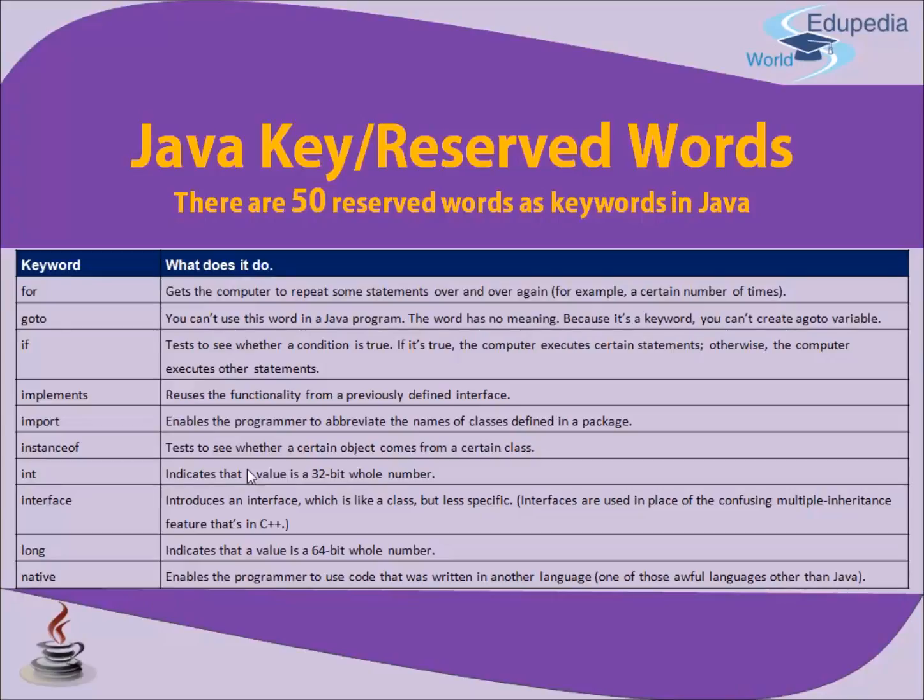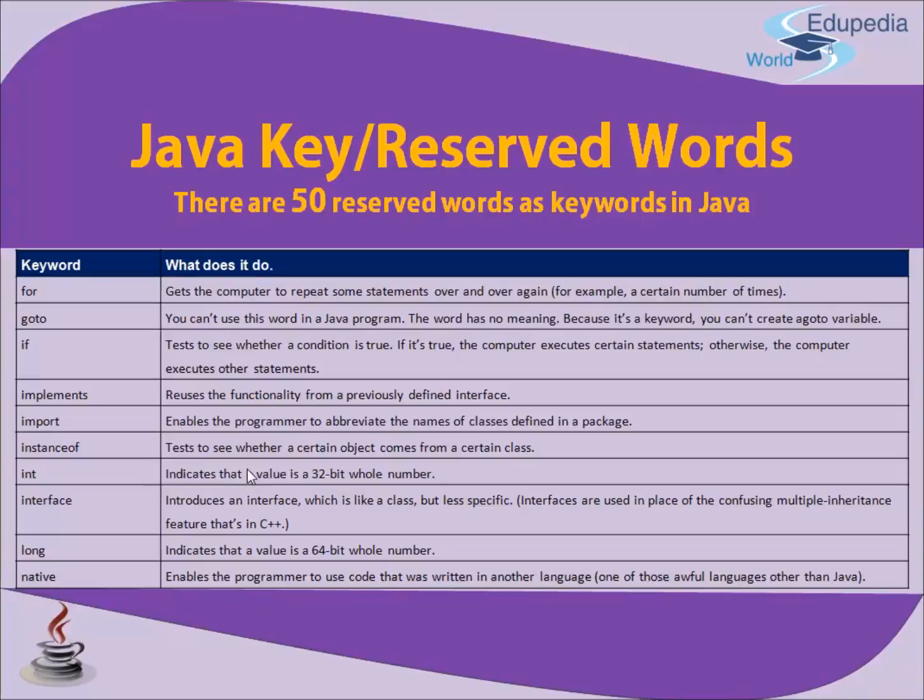Implements reuses the functionality from a previously defined interface. Basically, this keyword is used to implement the interface. Simple as that. Now import, as you know, you have already used this word. You are importing the Java libraries through this word import. Import java.util.*; that means you have just called the whole Java utility library.